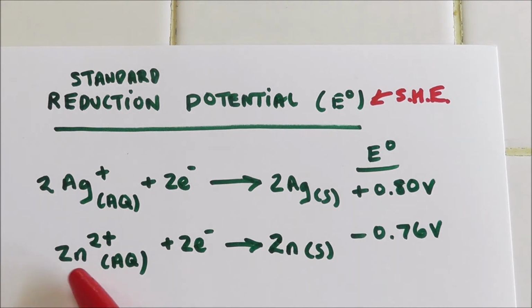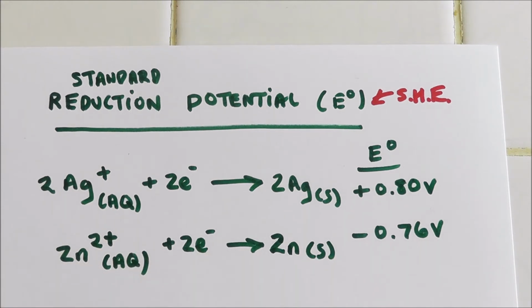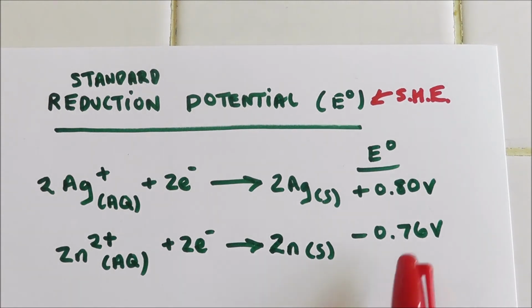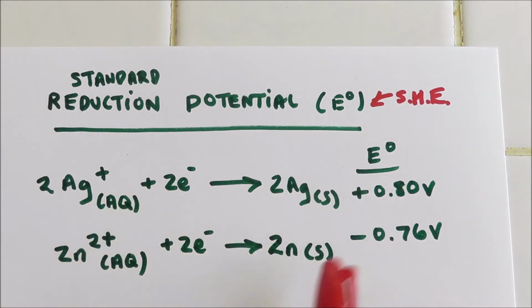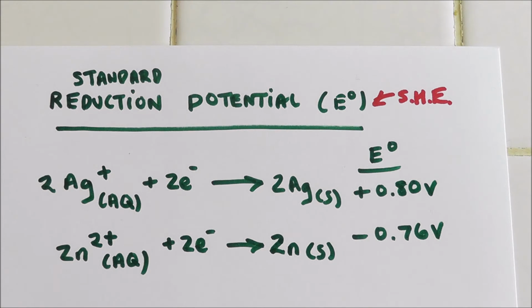Now, what if you did that with zinc? If you paired zinc with hydrogen, then the hydrogen would actually take the electrons, and the zinc would actually produce them, and you'd get a negative 0.76 volts. So the voltage would flow a different way with each substance.